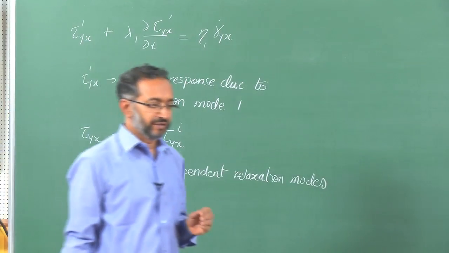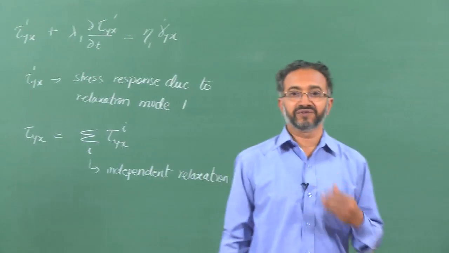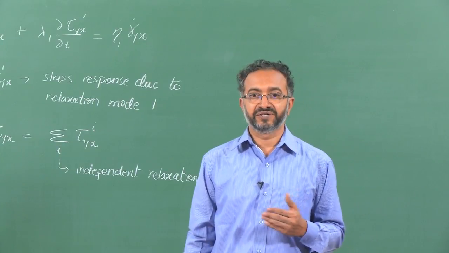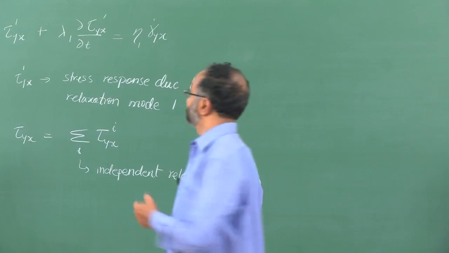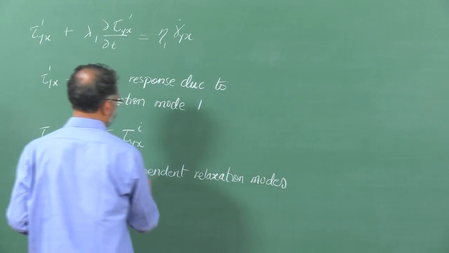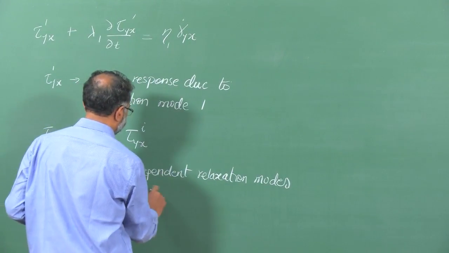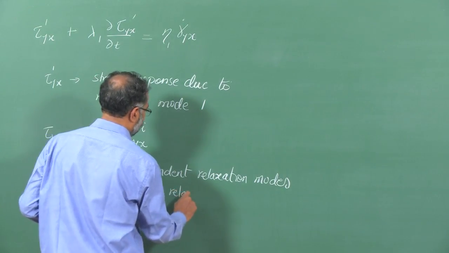Okay, so the material is being considered as a set of relaxation processes which are independent of each other, and each has a characteristic relaxation time, which is the lambda I, with lambda I as the relaxation times.